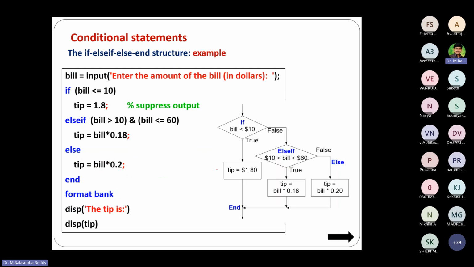I will show you the code also. First, bill is equal to input, enter the amount of the bill in dollars. Then if bill is less than or equal to 10, automatically tip is 1.8. Then else if this condition. For the third condition, you don't even need else if, directly else, because the first two conditions failed, so automatically your bill must be greater than 60. Therefore, the tip is equal to bill into 0.2. That's it. This is the way you have to use the if, else and end commands.